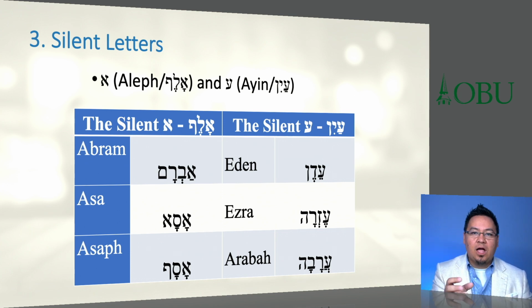Or something along those lines, okay? So they are silent letters, and historically, the biblical text did not have these vowel points, and we'll talk about that in a further lesson to come.